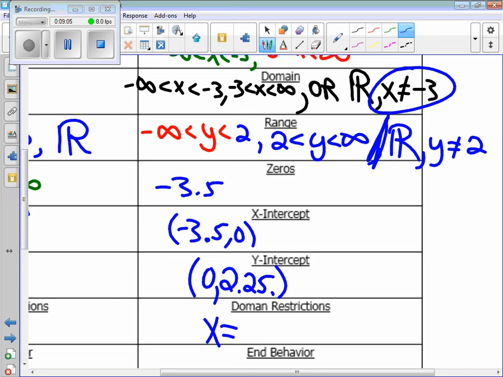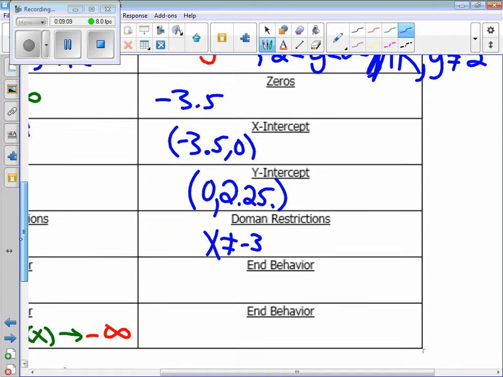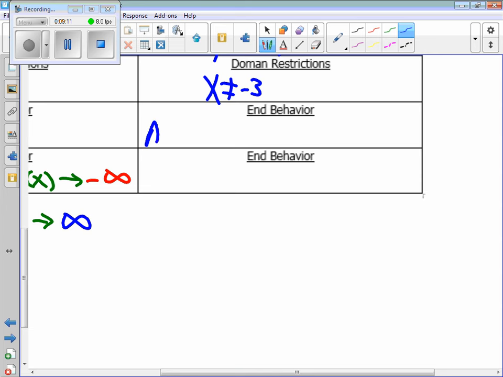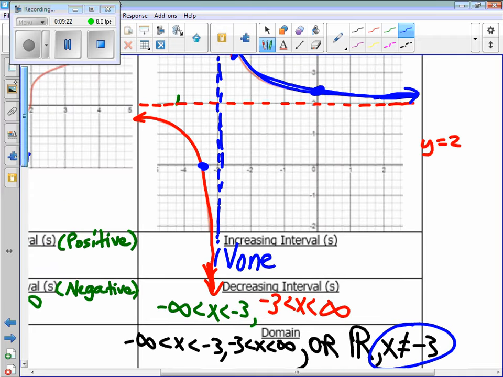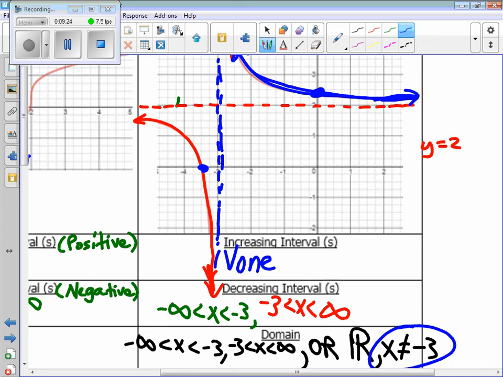End behavior, write this just like all the others. As x approaches negative infinity, the y value approaches, let's see here. As x approaches negative infinity, the graph is topping out, and it's going to top out right at this asymptote at 2. In this case, it's 2.